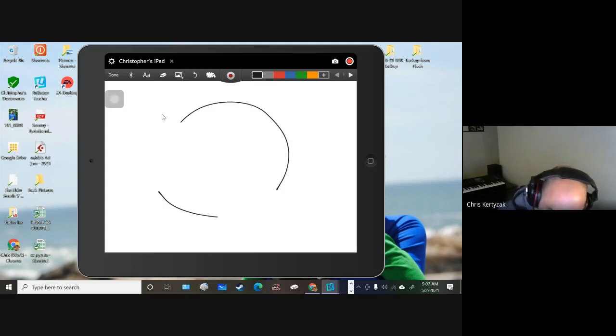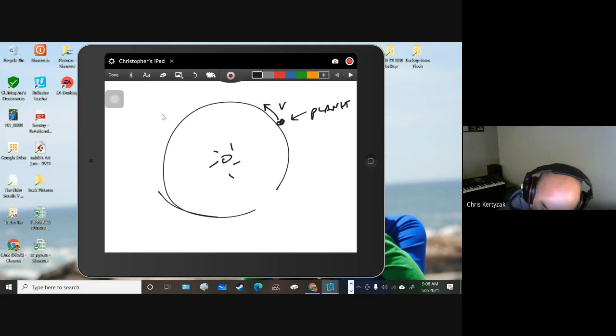If we're talking now about something like this, sun's in the center, and you have your planet going like this. This is the planet moving at some sideways speed.